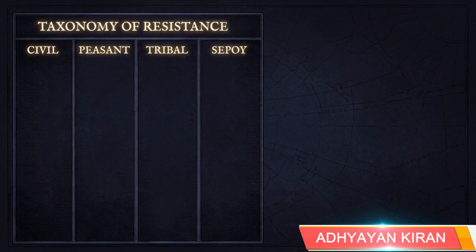To understand the foundation of 1857, we organize this century of resistance into a four-part taxonomy matrix: civil, peasant, tribal, and Sepoy mutinies. The 1857 revolt wasn't an isolated event. It was the climax of 100 years of structural oppression and fragmented pushback.